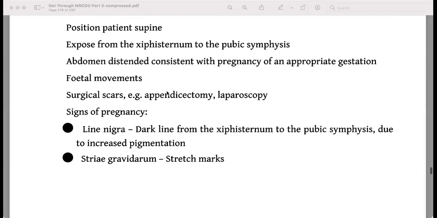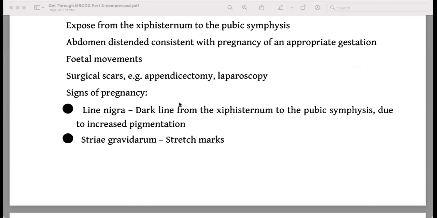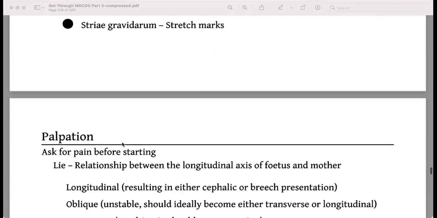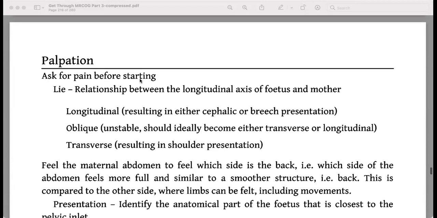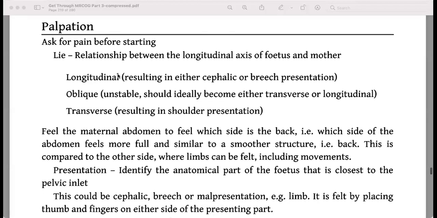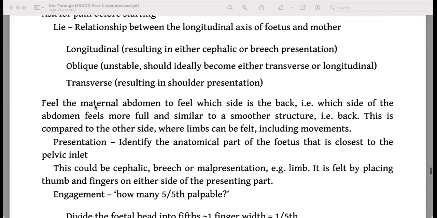Fetal movement should be inspected first and then palpated. Surgical scars, if present, like laparoscopy or appendectomy or any previous operation, of course. Signs of pregnancy, like the linea nigra or striae gravidarum. Palpation: ask for pain before starting. Check the lie, the relationship between the longitudinal axis of the fetus and the mother, and whether it's longitudinal lie, oblique lie, and you can explain this, and the transverse also explain.